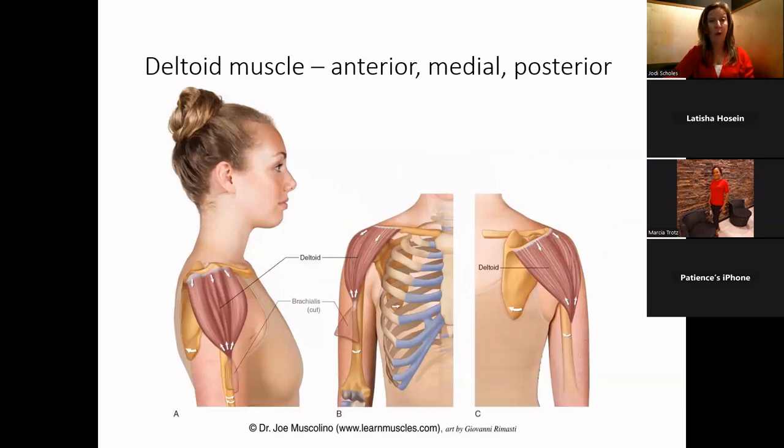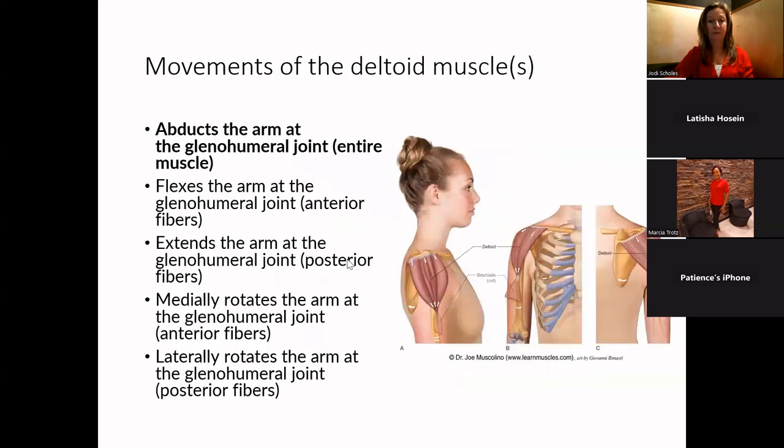Another muscle of our upper arm is the deltoid. It has three parts: anterior, medial, and posterior. You can see how it sits: anterior, posterior, and medial. The major movement of the deltoid muscle is that it abducts the arm. Anterior fibers flex the arm.